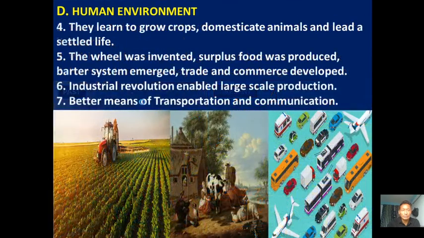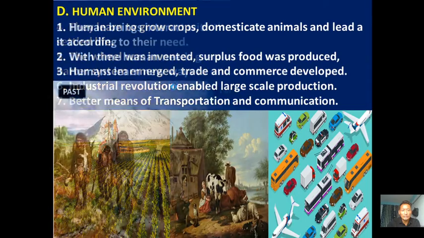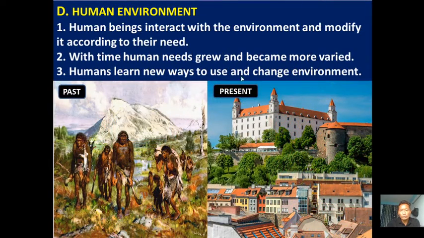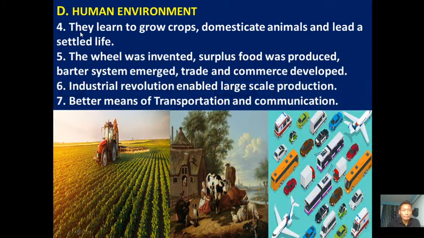So these are the examples of how human needs grew and they learn new techniques to use the natural environment, such as they learn to grow crops. So human learn new ways to use and change the environment because with the time human needs grew and become more varied. And after that human learn new ways to use and change the environment, such as they learn to grow crops, they started domesticate the animals, domestication of animals, keeping the animals, livestock, and lead a settled life.